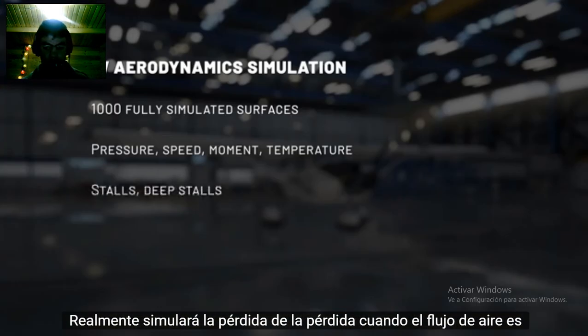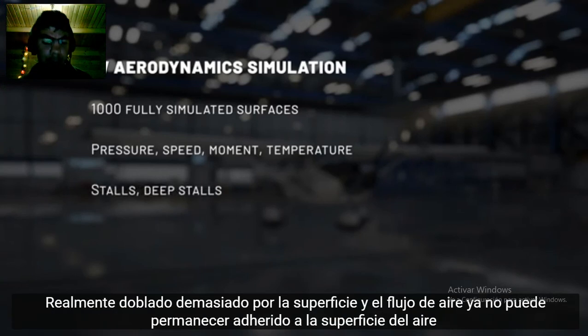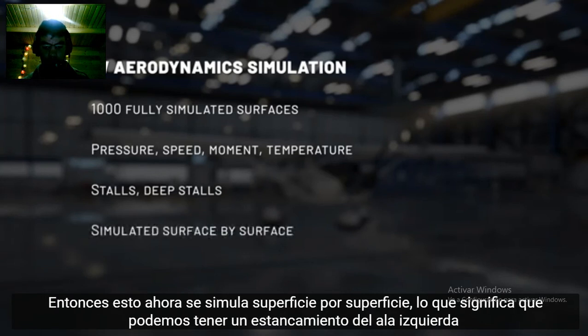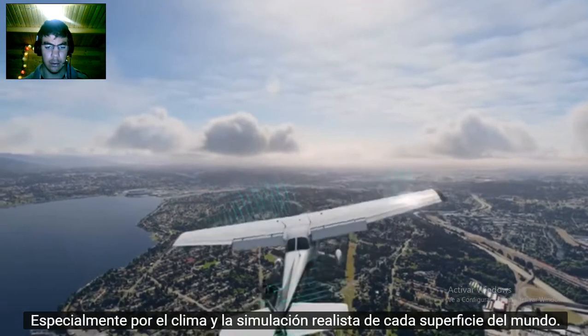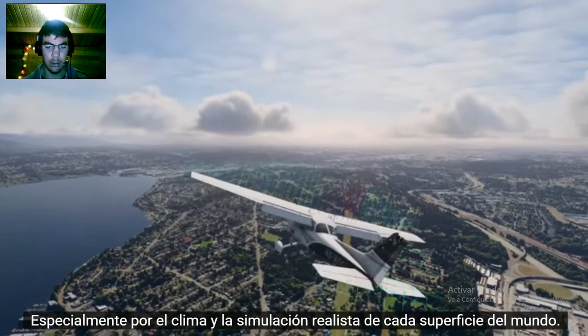The stall is when the airflow is too far from the surface, and the airflow cannot stay attached to the air surface anymore. So this is now simulated surface by surface, which means that we can have a left wing stalling, especially because of the weather and the full realistic simulation of each surface in the world.